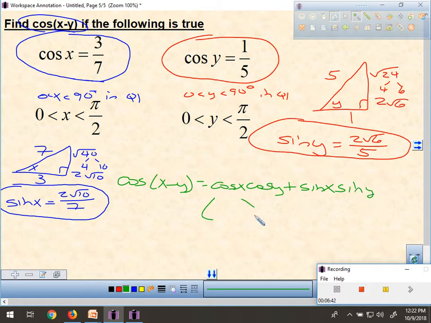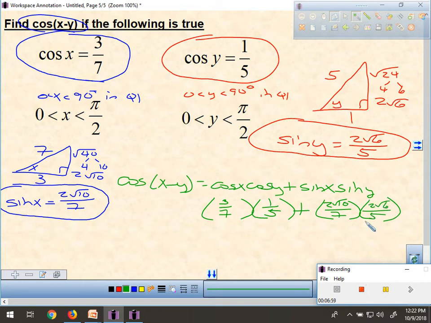And so now let's just plug in what my values are in red and blue. So cosine of x would be 3 over 7. Cosine of y would be 1/5. Sine of x would be 2 radical 10 over 7. And sine of y would be 2 radical 6 over 5. Multiply these together, I would get 3 over 35 plus 2 times 2 is 4. 10 times 6 is 60 over 35.